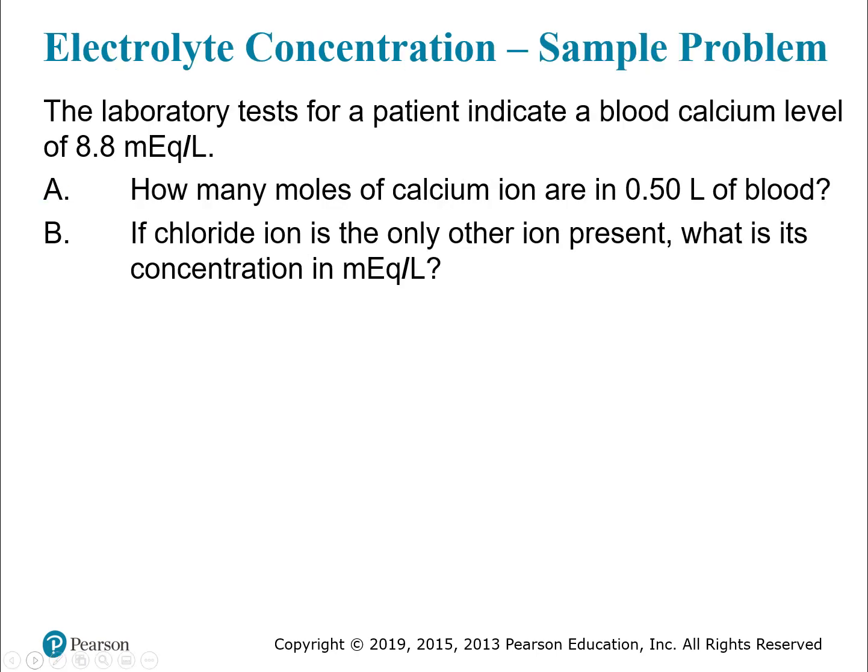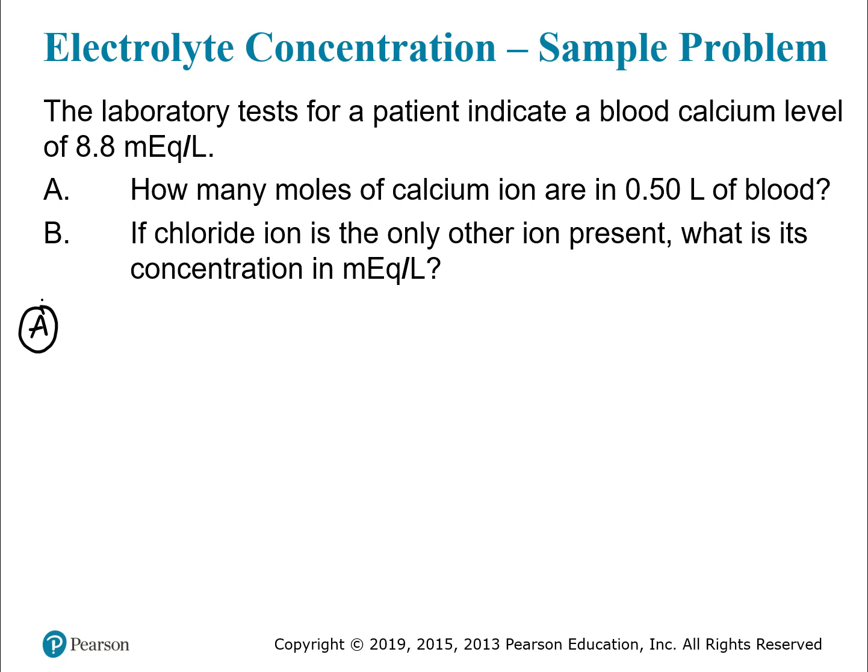So let's do a problem to show how we can use this information. It's a 2-part problem. Laboratory tests for a patient indicate a blood calcium level of 8.8 milliequivalents per liter. How many moles of calcium ion are in 0.5 liters of blood? So we need to go from a volume and concentration all the way to moles of the calcium ion. So let's set that up.